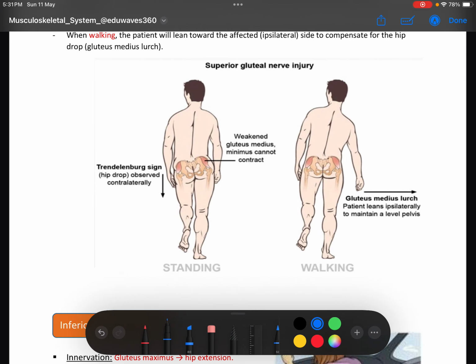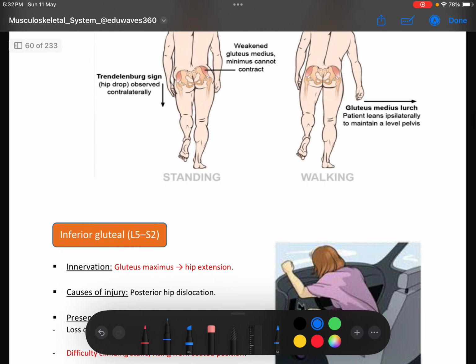Okay, because of the lesion, the patient's pelvis drops on the unaffected side. Okay, so the mnemonic will be: standing, hip drops on the opposite contralateral side. While walking, the patient leans towards the same ipsilateral side. Okay, so these are the things you have to know. So mostly I discussed everything. Next we are going to see the inferior gluteal nerve.